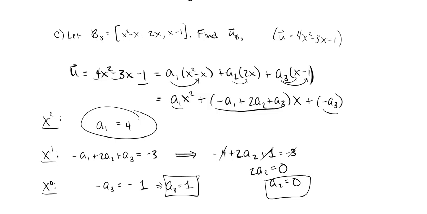And from there, we're home free. Those are our coordinates, right? Those scalars we needed in a linear combination of the basis vectors to make the u we started with, those scalars are the components of our coordinate vector. 4, 0, 1. That's the coordinates of this vector u relative to the ordered basis B3.